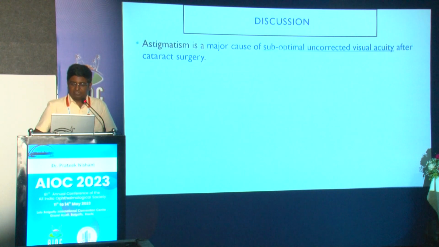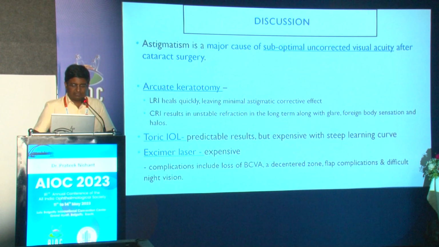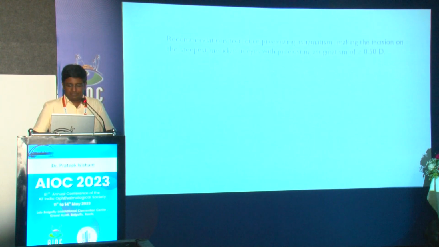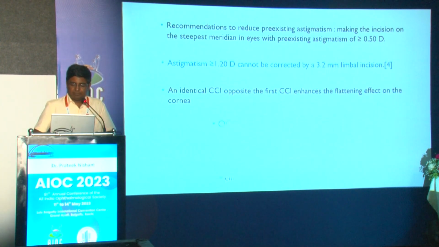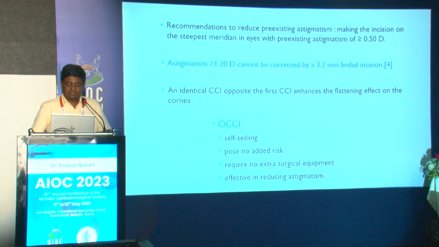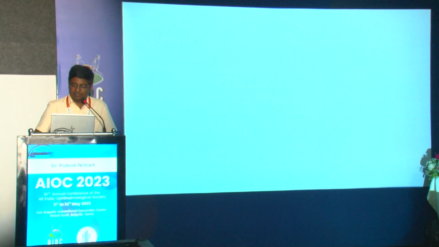So astigmatism is the major cause of suboptimal vision after cataract surgery. Other existing modalities for treatment of corneal astigmatism concurrently or sequentially have their own disadvantages, including arcuate keratotomy, toric IOL, and excimer lasers. Steep meridian CCI for phaco is recommended to reduce astigmatism, but a single incision is insufficient if the astigmatism is beyond 1.2 diopters.